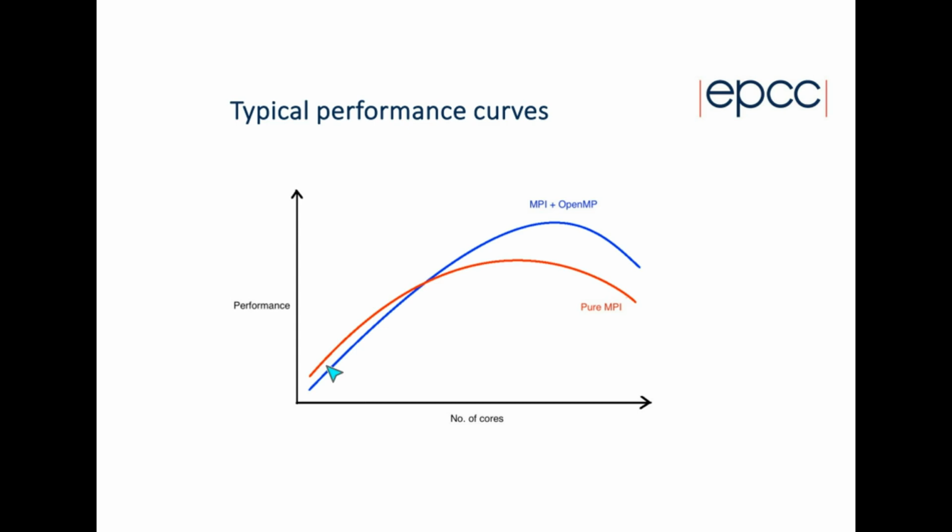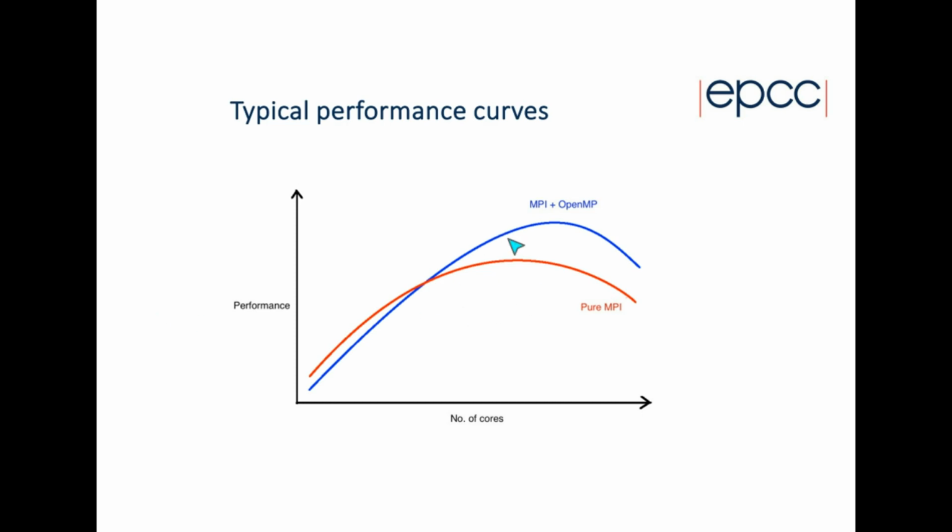Because it adds some additional overheads, but the scalability extends further. So after a certain number of cores, there's a crossover point, and the MPI plus OpenMP version starts to perform better, and it has a higher peak performance at some higher core count than the pure MPI version. Before it too eventually the performance will turn over and start to get worse again. So that's kind of what you're expecting.